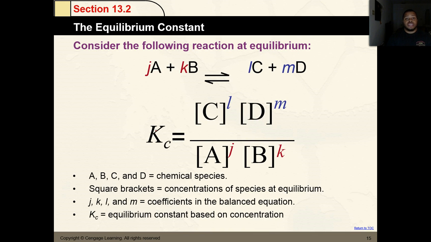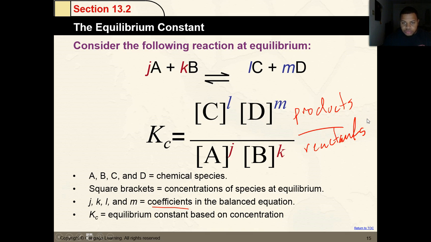Now, this is how we're going to represent it. If you're given the following generic equation, where j, k, l, and m represent the coefficients for the balanced equation, we have jA plus kB yields lC plus mD, and we see that this reaction is at equilibrium. We can actually set up our Kc, or Keq, both are used interchangeably, to determine this ratio, where our products are on top over our reactants.